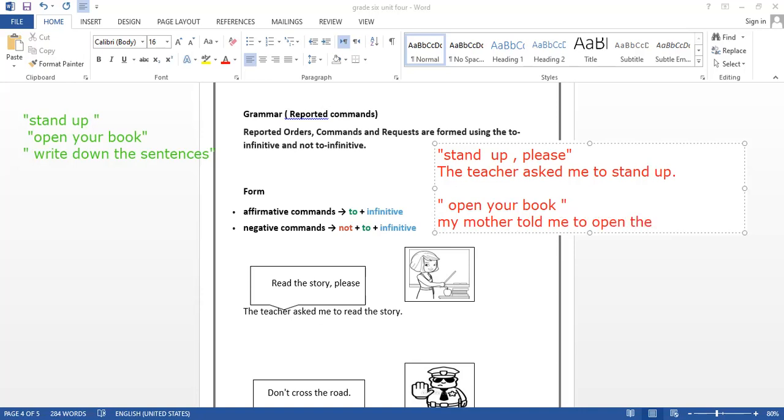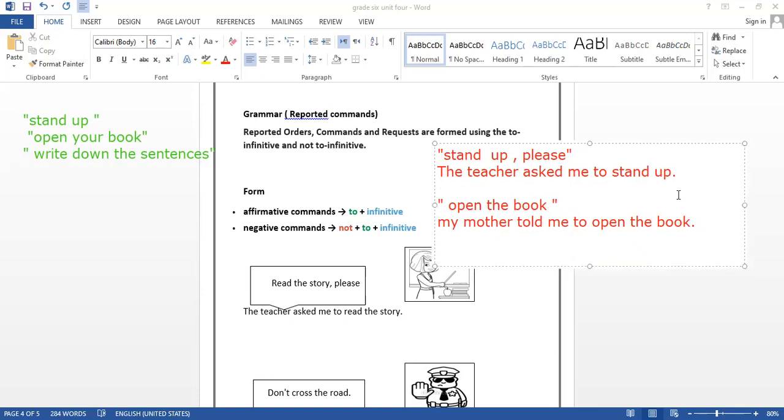We change the pronoun because you don't have the same book, so we change your to the. Open the book, so, to open the book.